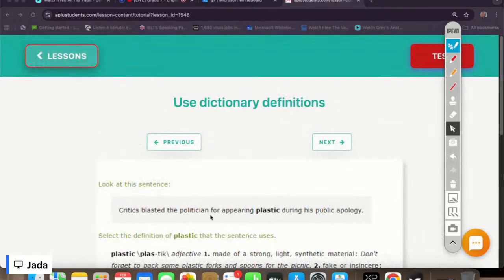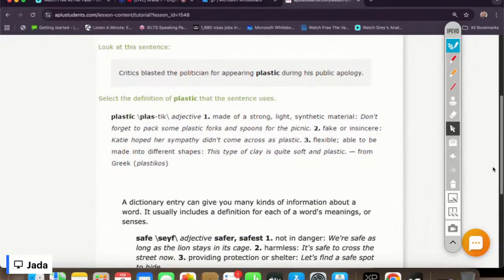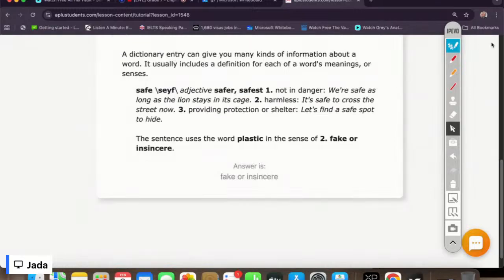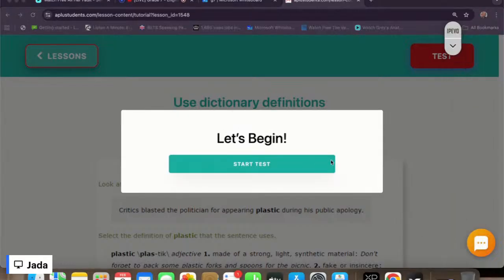So we have critics blasted the politician for appearing plastic during the public apology. So what does plastic mean? We have to check the definition. Is it made of a strong, light synthetic material, fake or insincere, or flexible, able to be made into different shapes? So we have what? Fake or insincere. Okay, so you have to look at the words and check the definition, which of them aligns. It needs to align.